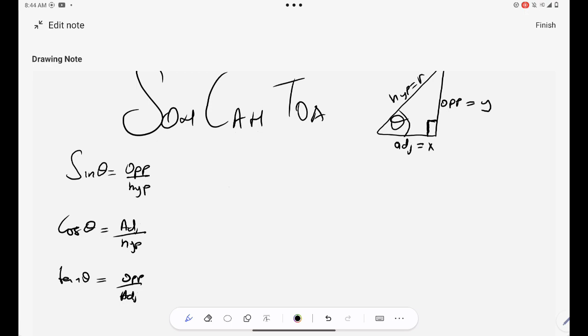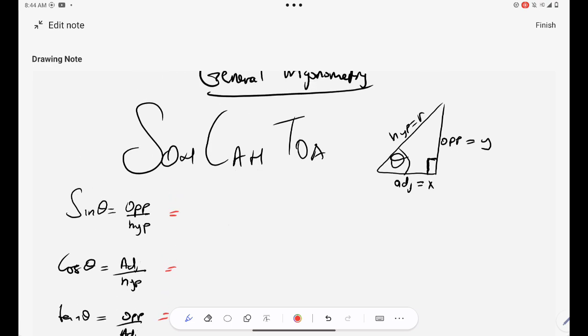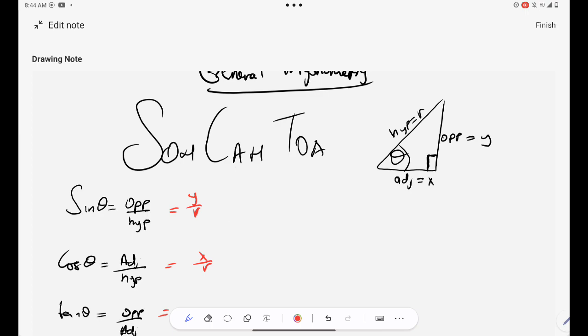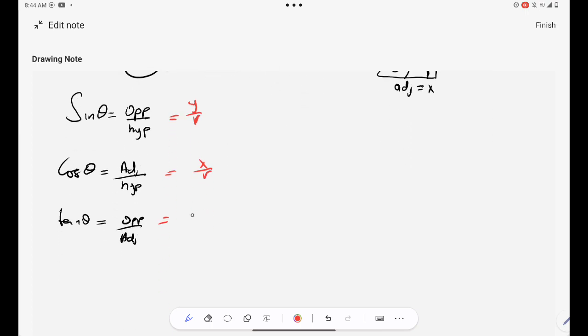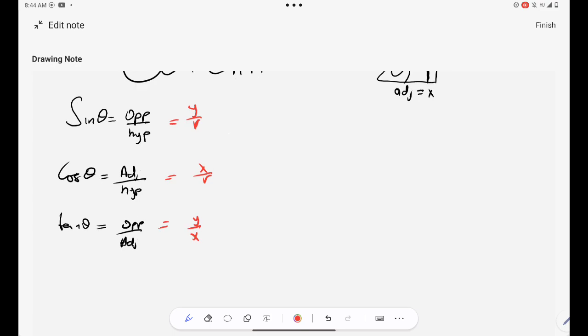Are you together? But these things can be regarded as X, Y, and R, right? The hypotenuse is always the radius. Are you together? Since we have our right angle like this, the vertical part is the opposite one, hence it is Y. So that means sine can be written as Y over R as well. Cos is X over R, and then tan is Y over X.